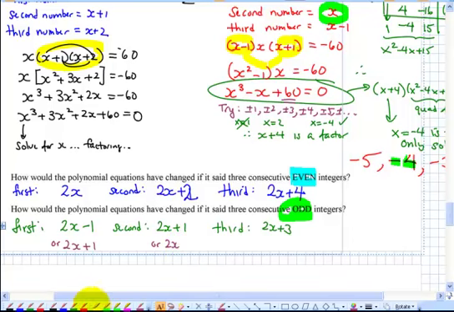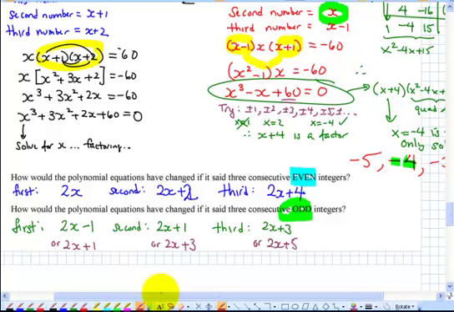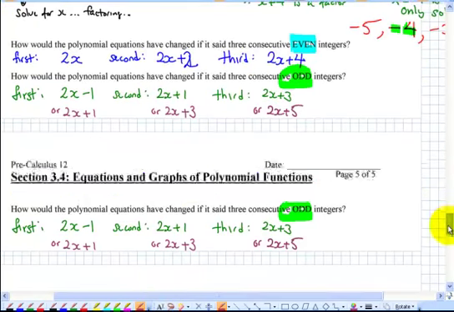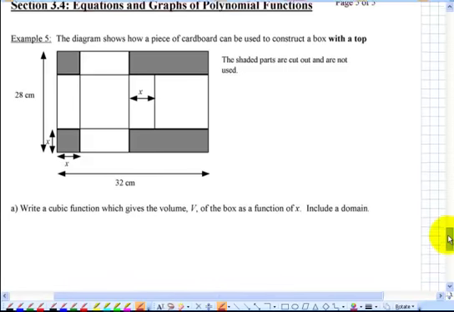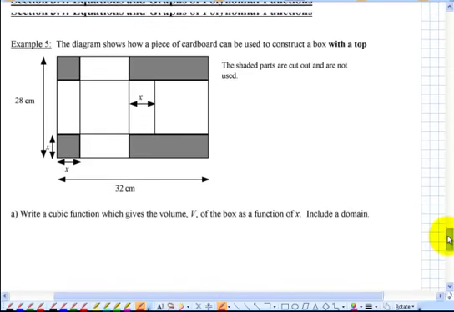So anyways, here, 2x plus 1, 2x plus 3, 2x plus 5, that works as well. Okay? Alright, one last question. Okay, so here's another example of how we can use polynomial equations.